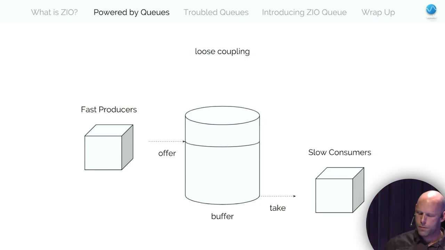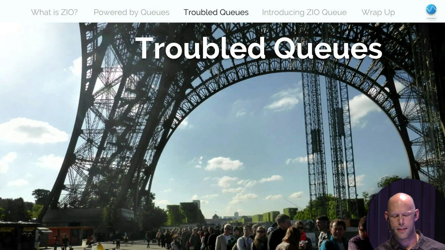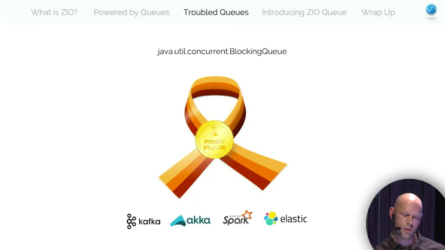So queues are not without their problems. Obviously, they're very powerful and they can be used to solve a lot of problems. They are used to solve a lot of problems, like they power Akka and many other libraries out there. But they're not without their issues. And some of them are pretty gnarly, especially if you decide to use a queue inside your own application. Let's take a look at that. By far, the most popular queue out there on the JVM is a little data structure stuffed into java.util.concurrent: BlockingQueue.